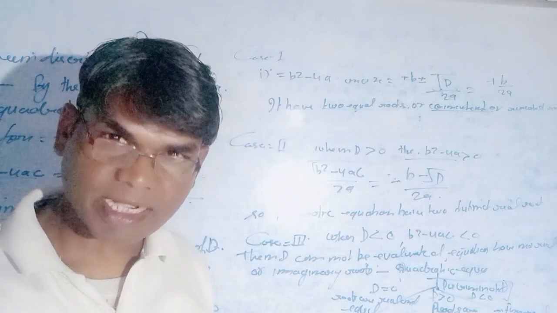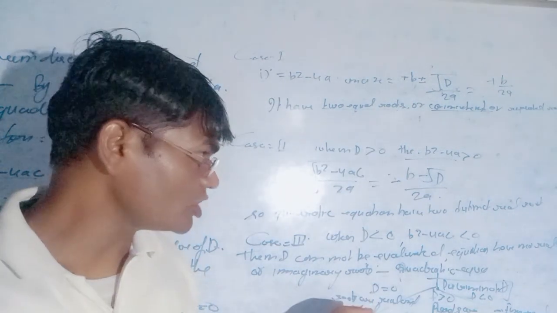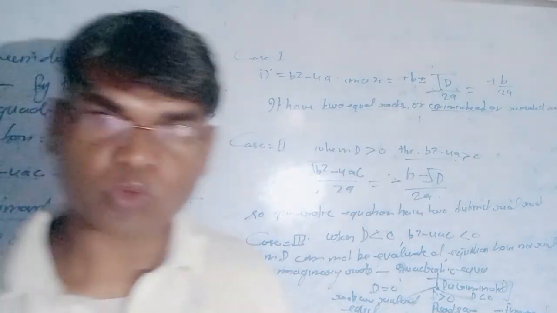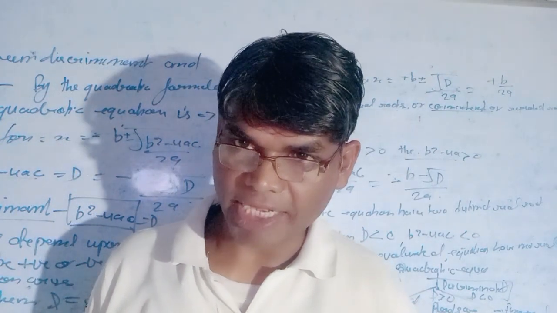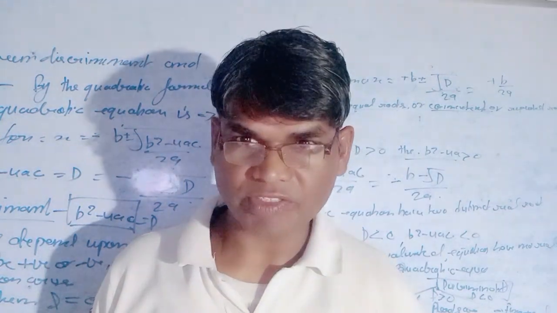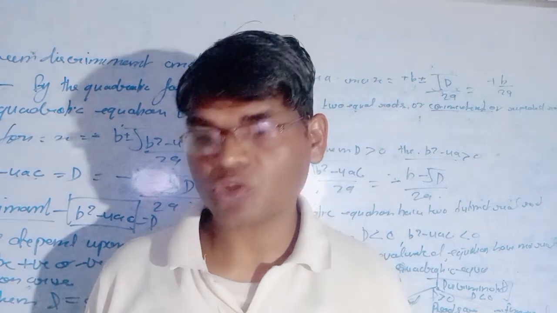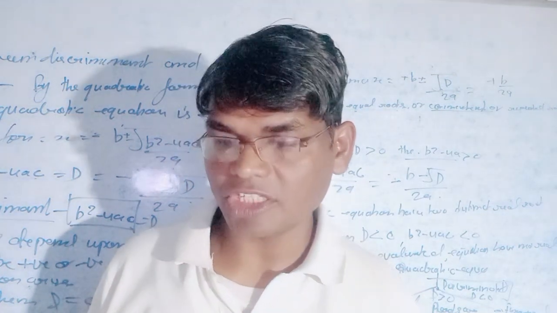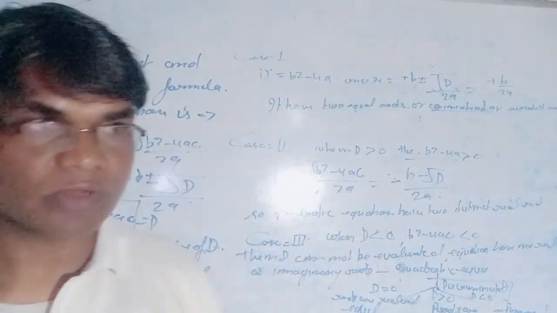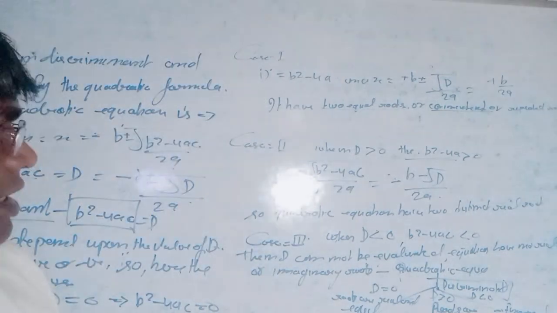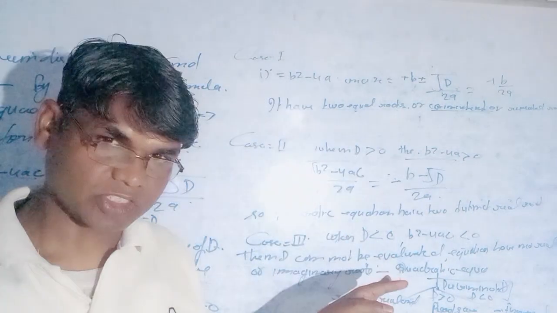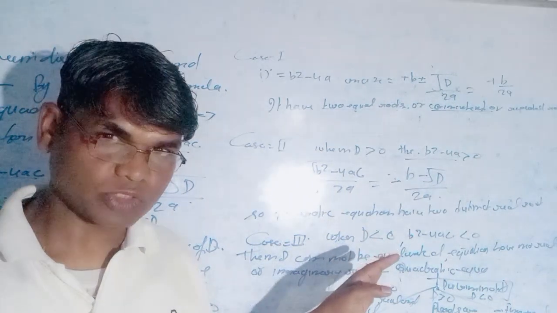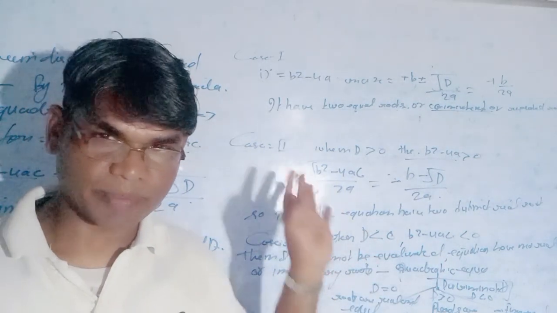So three conditions arise. We have studied the difference between the discriminant and the quadratic formula. The real conditions: the discriminant is equal to 0, less than 0, or more than 0.